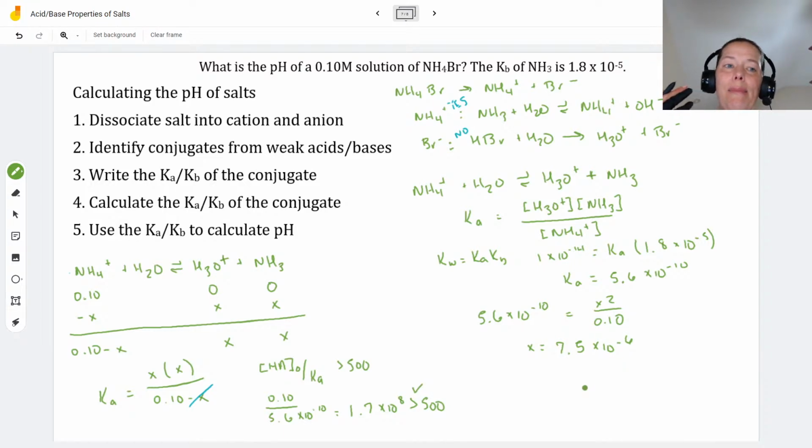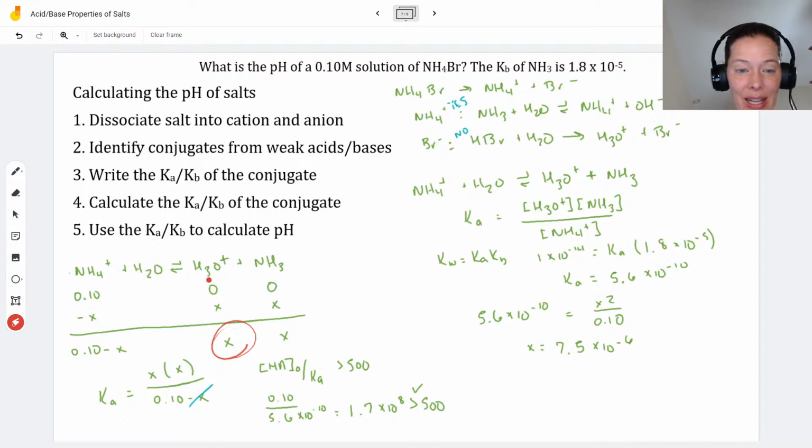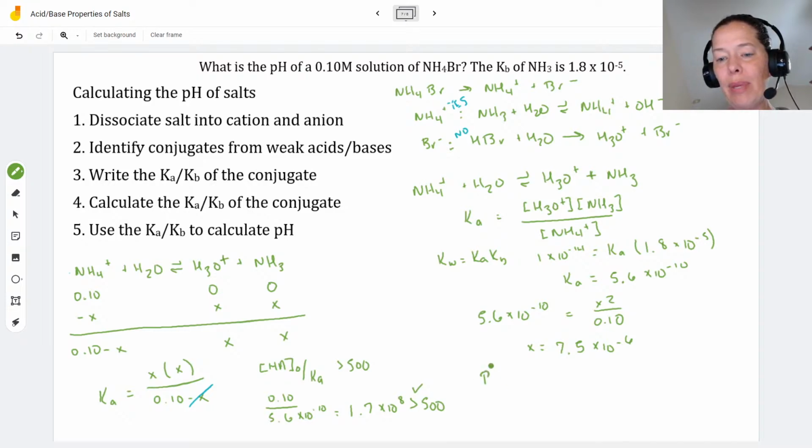Again, at this point, I really want to be thinking, wait, what is X? I've spent all this time and effort finding what X is, but what does X mean? Because we're not just in math class, we're in chemistry class, so X has a meaning. This is where I go back to my equilibrium table, and I remember that X is my concentration of hydronium. X is also my concentration of ammonia, but I'm really focused on hydronium because if I take the negative log of my concentration of hydronium, then I get pH, which is exactly what the problem wanted. So pH is equal to negative log of hydronium, which is my value for X. And so my pH for this salt is 5.1.